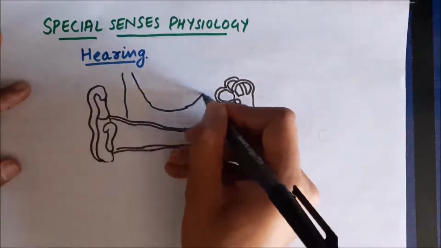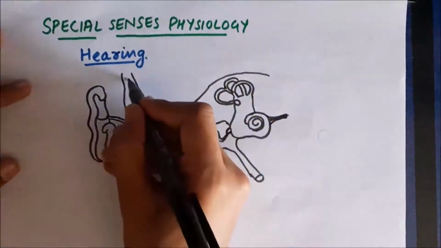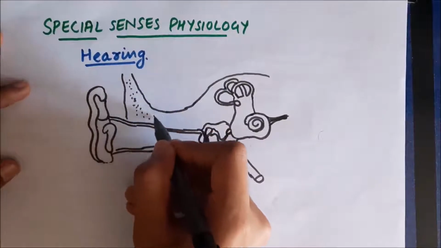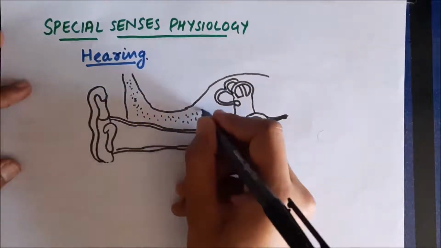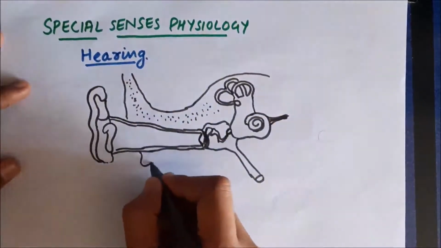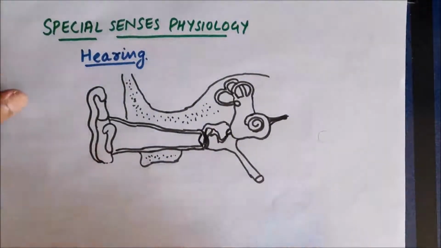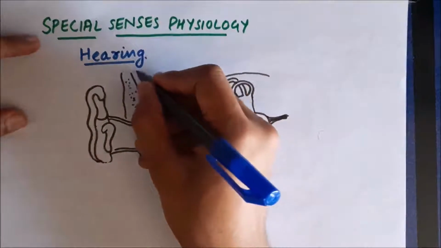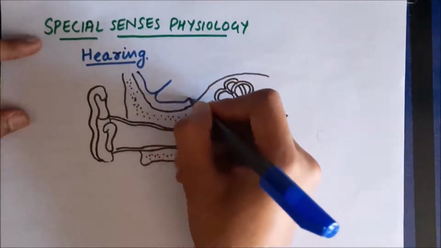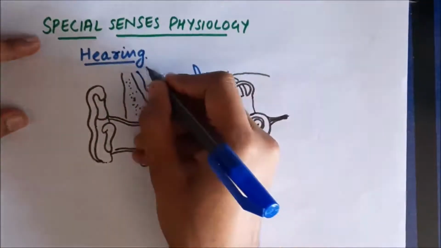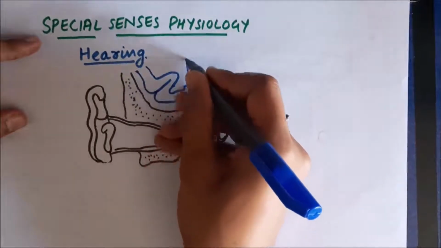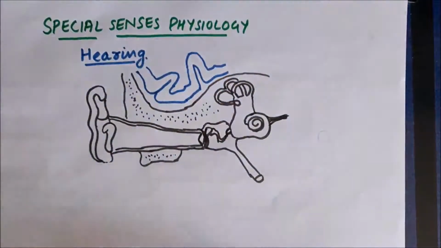So these are the bones of the skull which protect the ear. This is the temporal bone of the skull, and below these are other bones, and above the ear there will be the gyri and sulci of the brain. So above this ear is the part of the brain. These are the gyri and sulci of the brain. So this is a rough diagram of the ear.